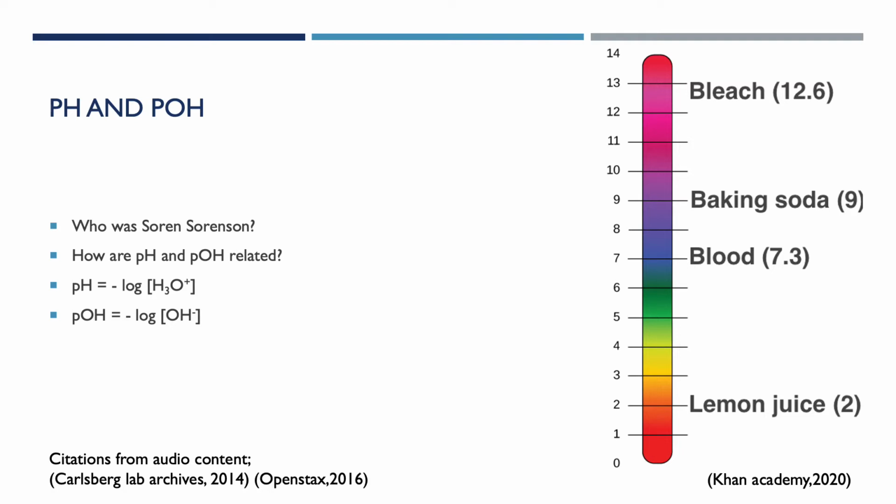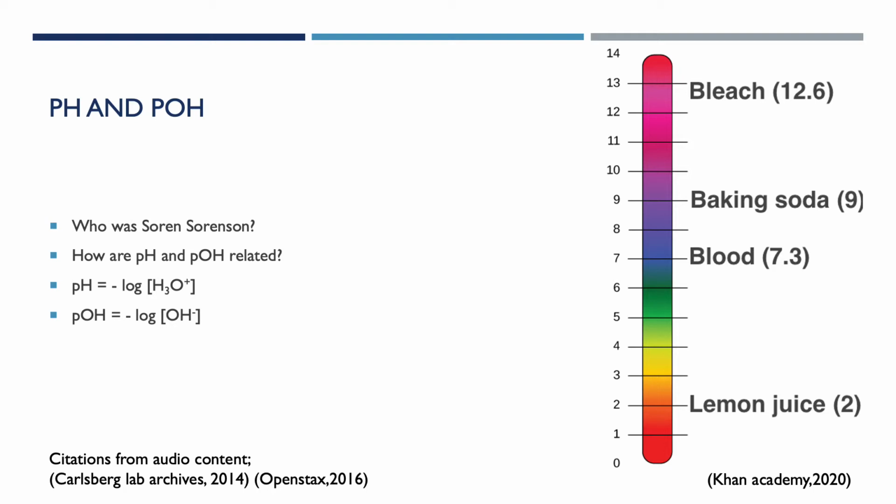Solutions with more hydronium ions than hydroxide ions we call acidic, and vice versa for basic. When the two concentrations of ions are equal, the solution is called neutral, like water. It can then be said that as pH increases while the pOH decreases, they are inversely related. The graphic at right shows the pH scale and some common solutions.